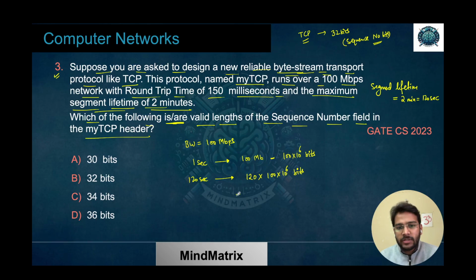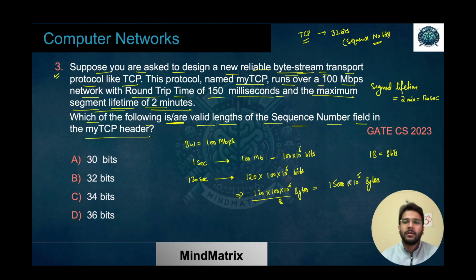So to convert this into bytes, you have to divide it by 8, because 1 byte is equal to 8 bits. If you divide it by 8, you can write 120 into 100 into 10 raised to the power 6 divided by 8 bytes. And finally you will get 15,000 into 10 raised to the power 5 bytes. Correct? So this many bytes you can transfer in 120 seconds.